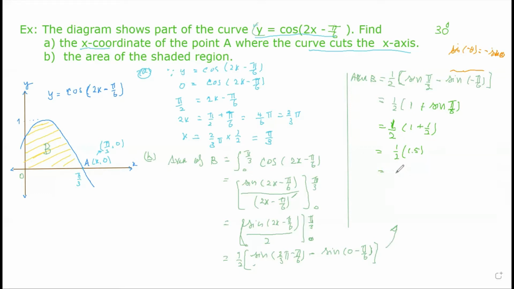So it becomes 0.75 square units. Okay, so this is the final answer for area B. Okay, that's for this question. We go next.